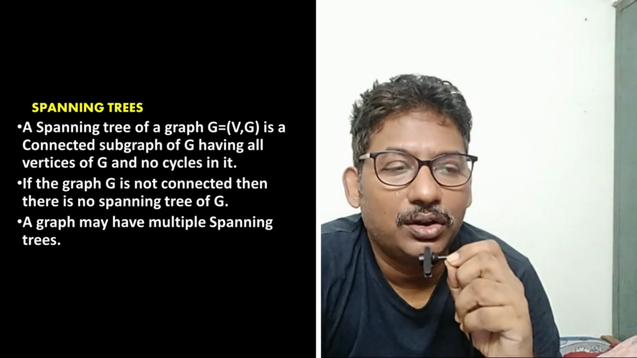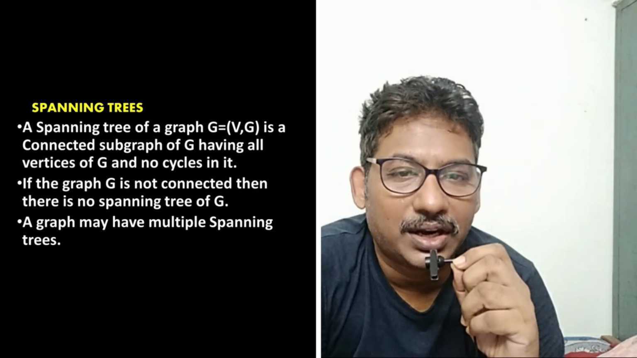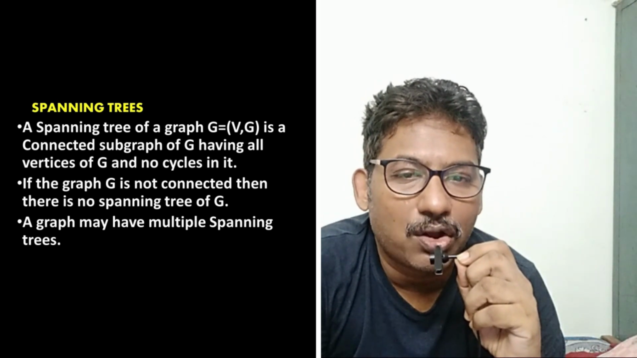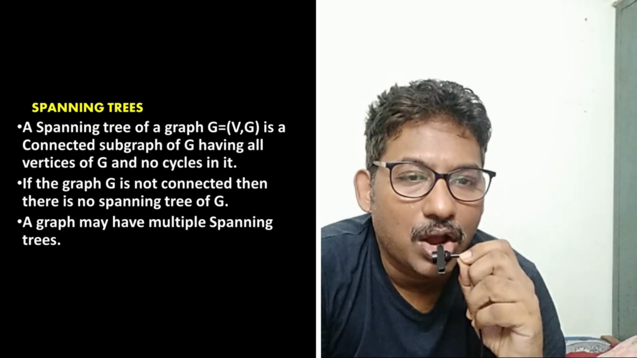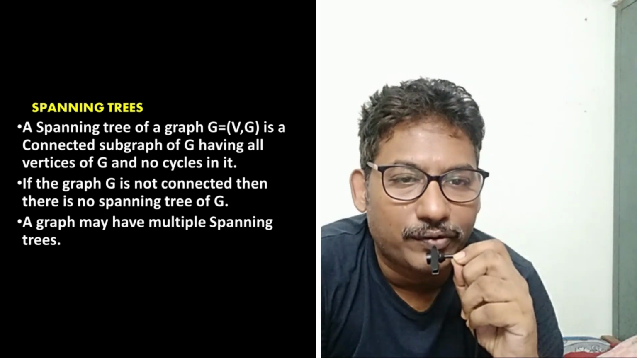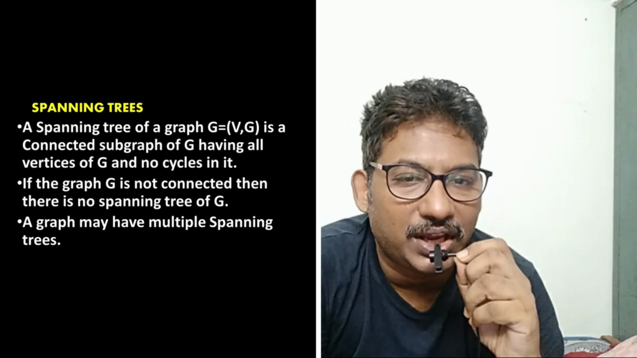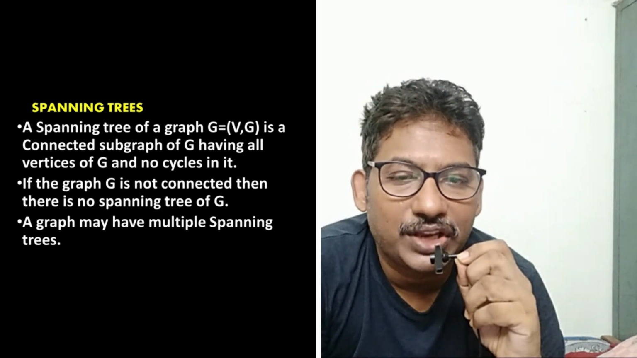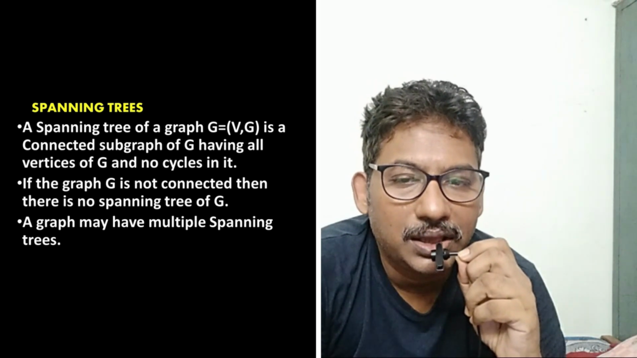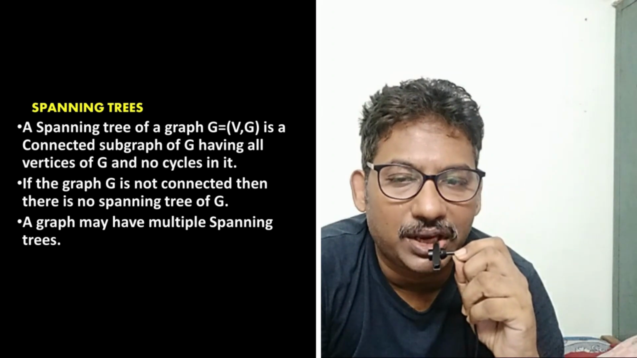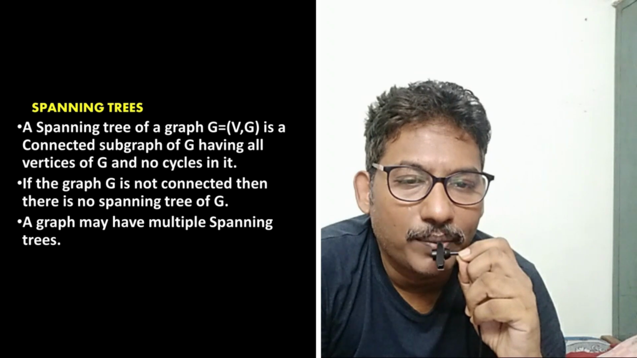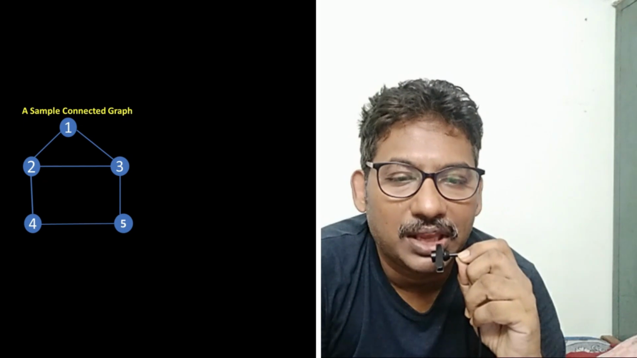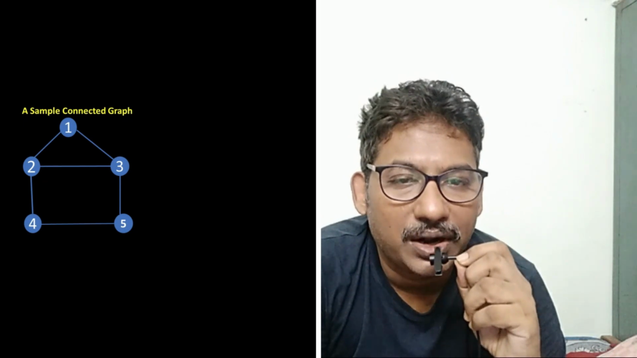So till now we discussed directed graphs, undirected graphs and planar graphs, and now the spanning trees. A spanning tree of a graph G equals (V, E) is a connected subgraph of G having all vertices of G and no cycles in it. If the graph G is not connected, then there is no spanning tree of G. A graph may have multiple spanning trees. That means a particular graph can be divided into different spanning trees.